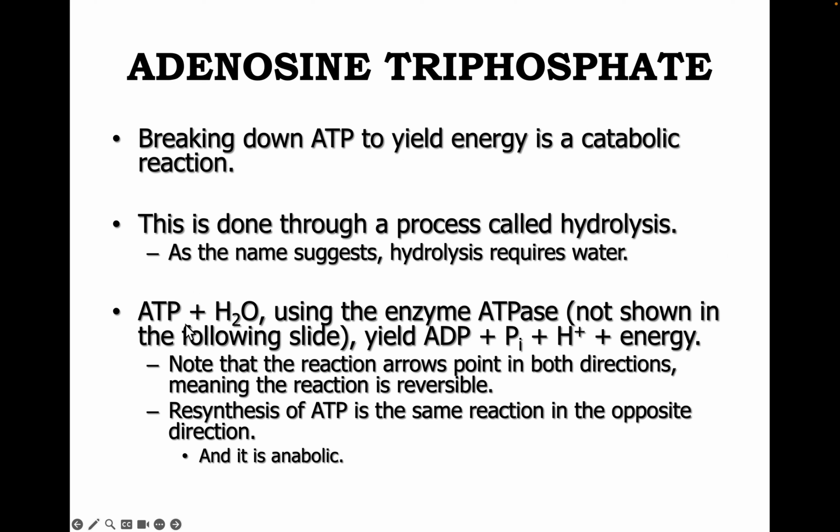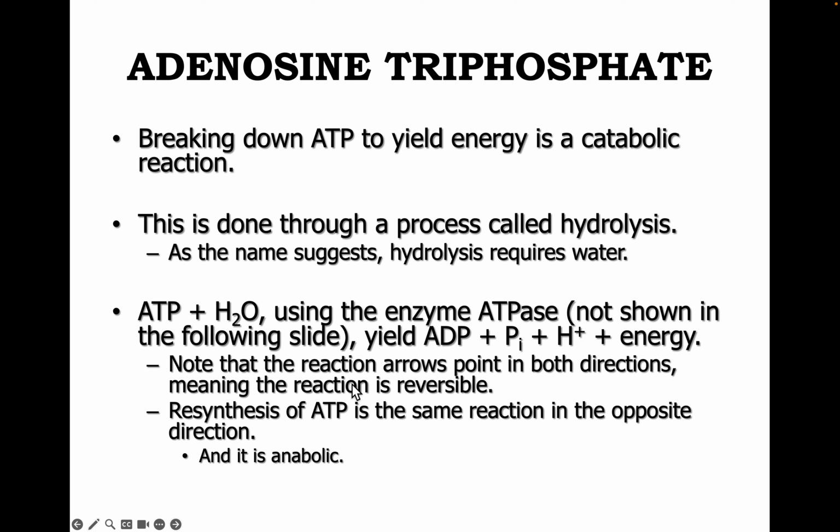Essentially what happens is with water and ATP, the enzyme ATPase, which is not shown in the following slide, creates on the opposite side ADP, adenosine diphosphate, plus a phosphate ion plus a hydrogen ion. So essentially, taking adenosine triphosphate, a molecule with three different phosphates on it, splits it up into adenosine diphosphate, so two phosphate ions, and then we get that extra third phosphate now broken off of it.